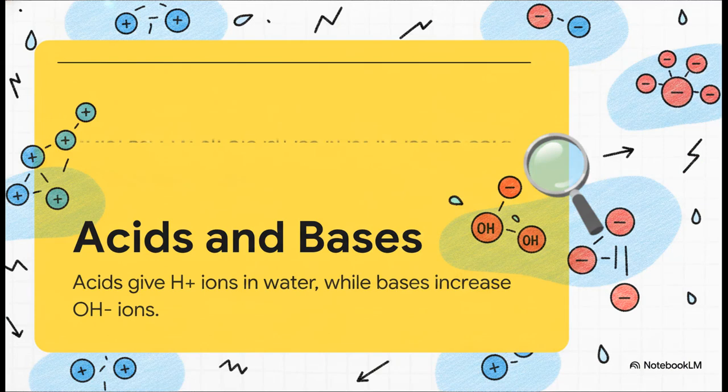So the absolutely crucial point here is that it all comes down to ions in water. Acids, well, they act as hydrogen ion donors. They literally release H+ ions when you dissolve them in water. On the flip side, bases are substances that bump up the concentration of OH- or hydroxide ions in a solution. Oh, and a quick aside, if a base happens to be highly soluble in water, we give it a special name. We call it an alkali.